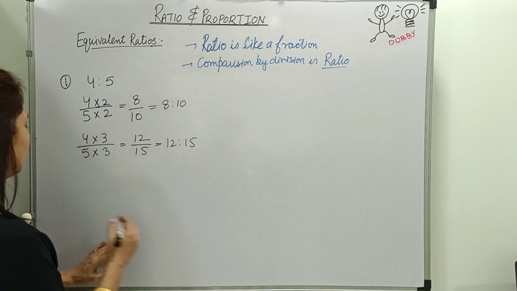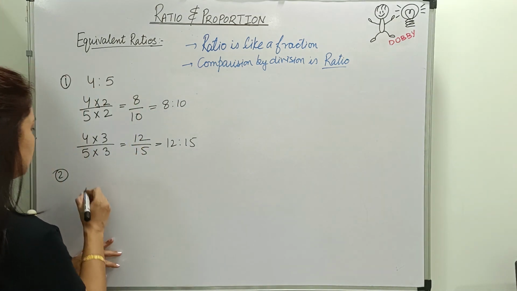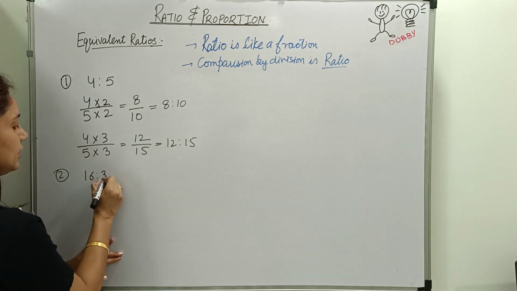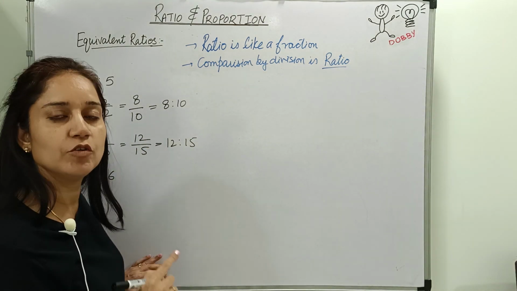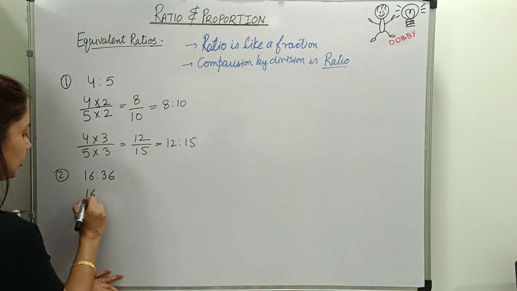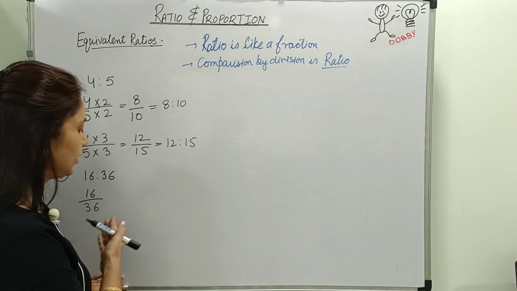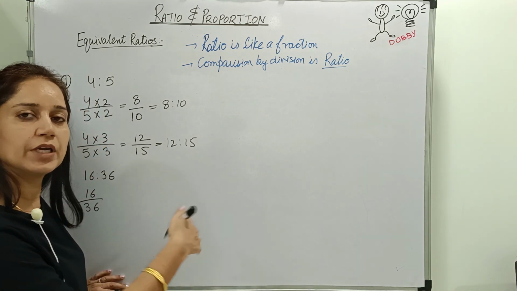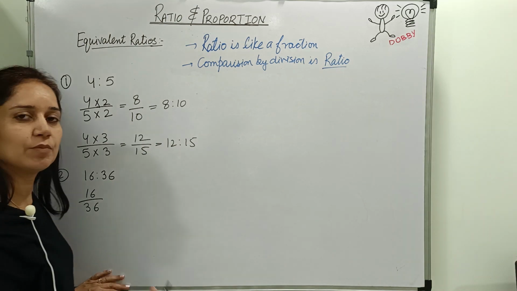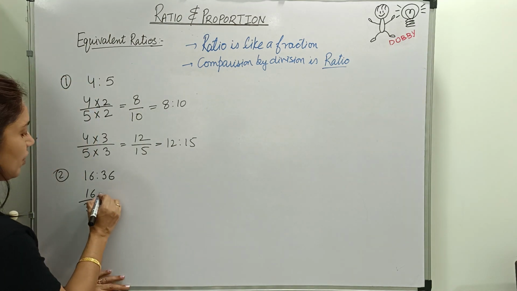Easy. Going to the next sum. Let us take 16 is to 36 as the given ratio. We have to find the equivalent ratio of this. Let us write in fraction form, 16 upon 36. Two ways are there. Either you can multiply or you can divide. The first question we have done by multiplication. So let us try the next question by division. Divided by 2.